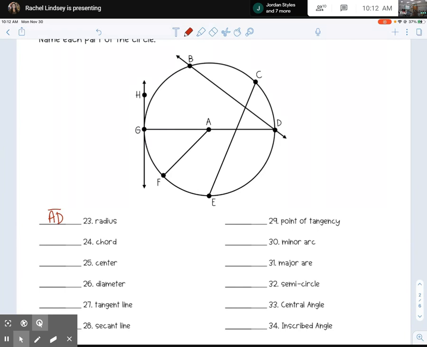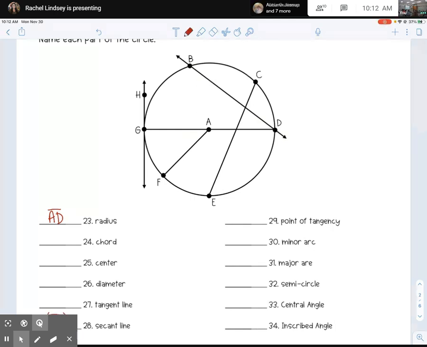Okay? So now we want a chord. So there's only one chord in here. Would this be a chord? Yeah. No. What would that be? Secant. So we know BD is a secant. So I'm just going to go ahead and go down to secant on number 28, and I'm going to put BD for that one.